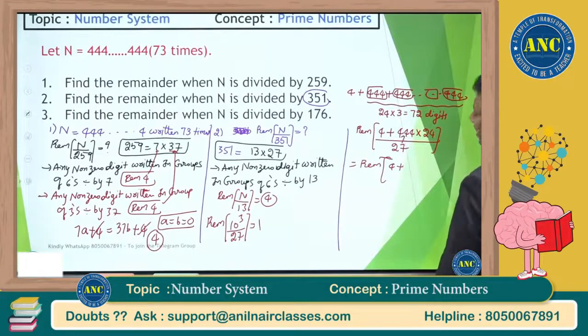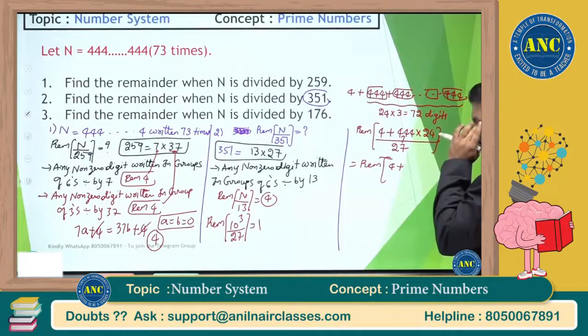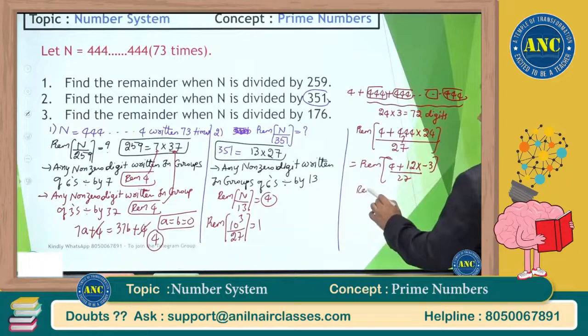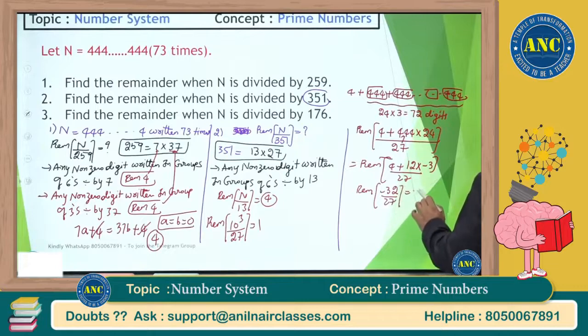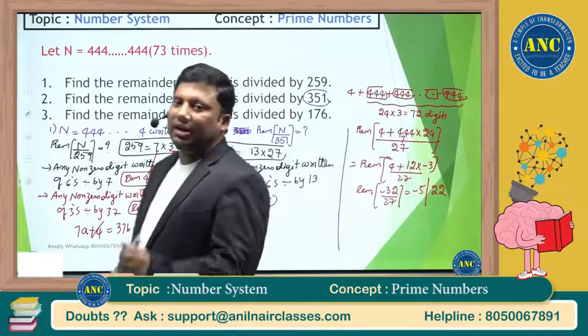27 ones are 27, 174, 27 sixes are 162, it is into 12, 27 ones are 27, minus 3 divided by 27, this remainder, minus 36 plus 4, minus 32 divided by 27, which is minus 5. The positive remainder is 22. I hope the idea is clear.